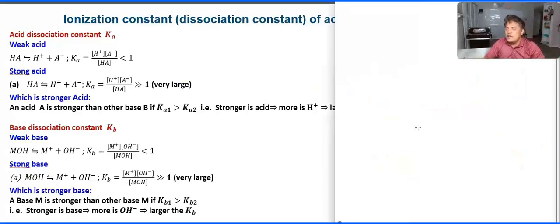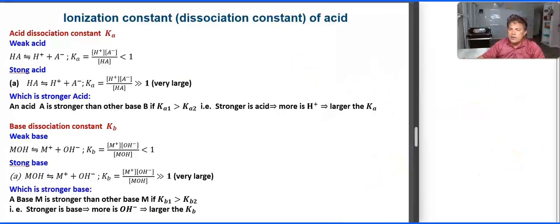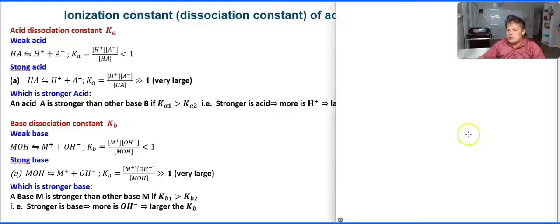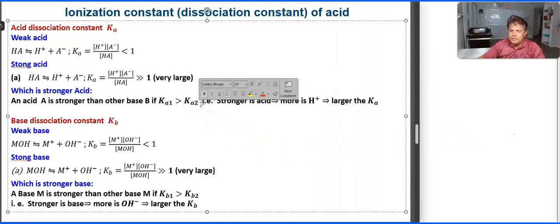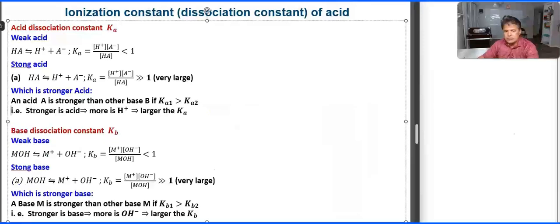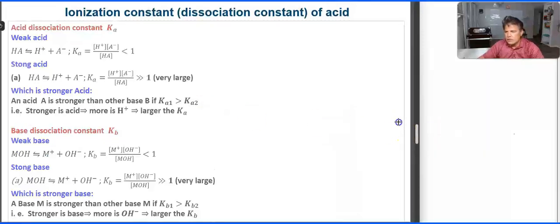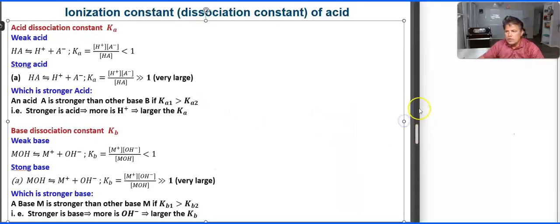Now again, so far we have learned what the strong acid and strong base are, and what the Arrhenius acid and Arrhenius base are. Now let's discuss further the ionization constant, which is also said to be the dissociation constant. Now let's see what the ionization constants of acid and base are.